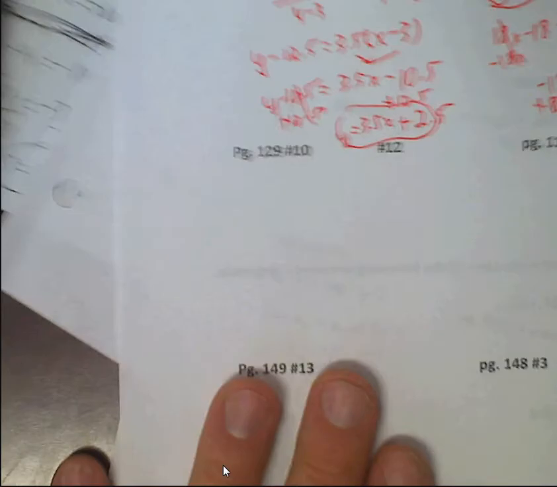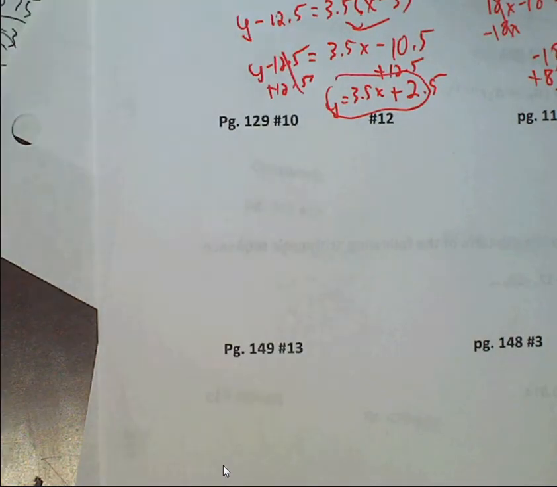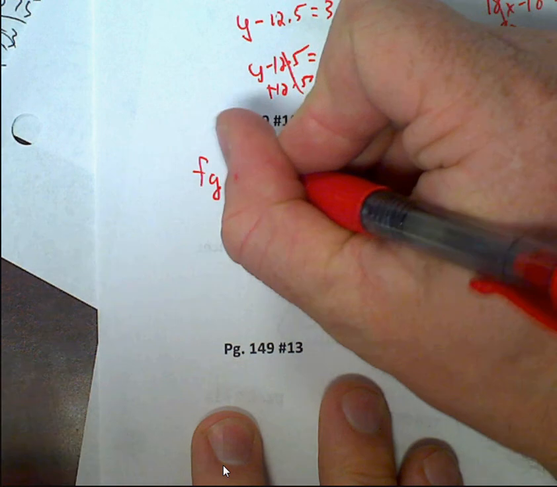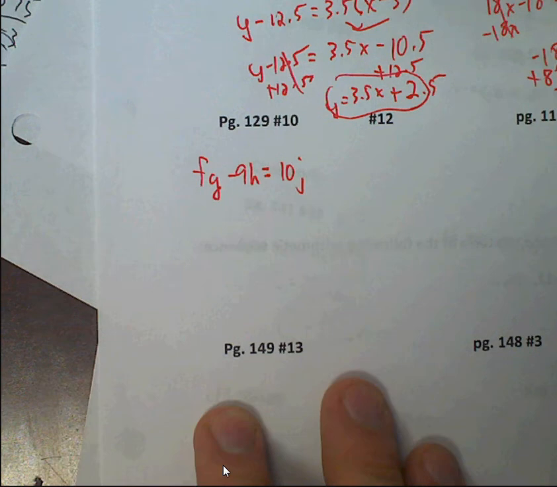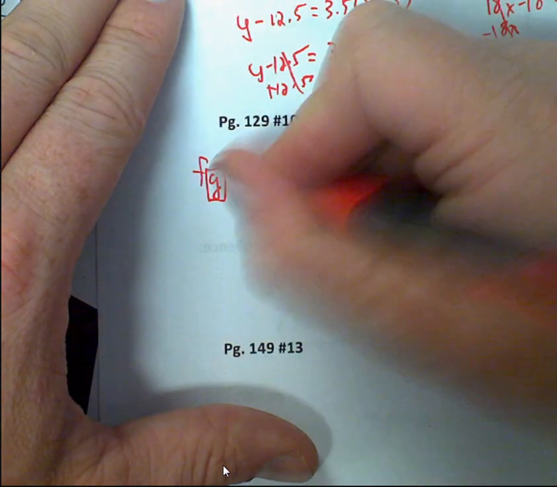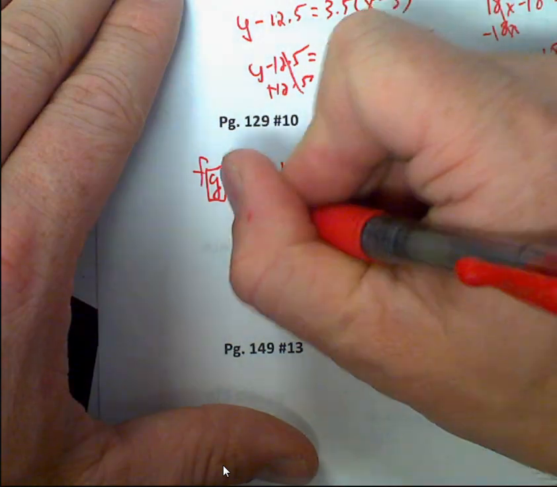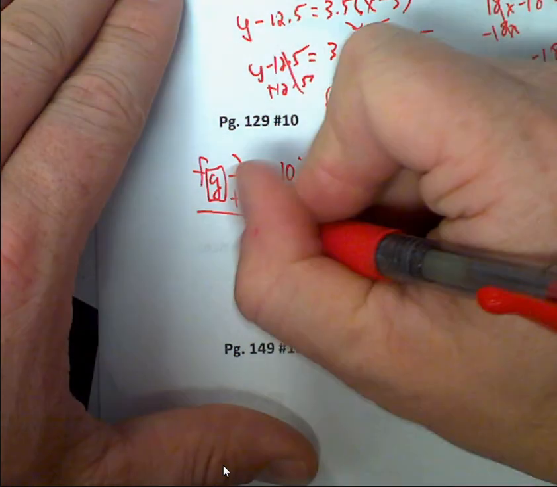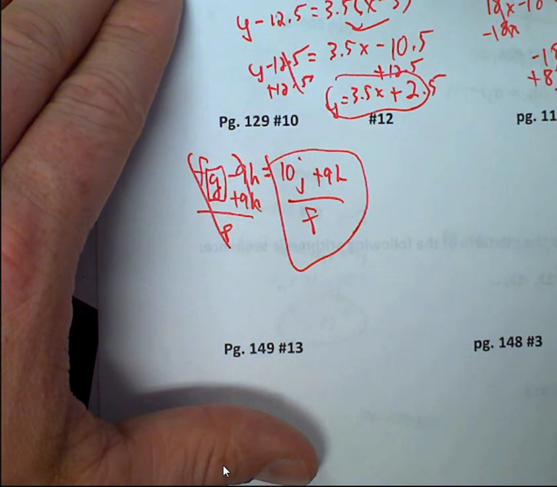Page 129, number 10. FG minus 9H equals 10J, and they're asking me to solve for G, just like I've taught you. So I need to get rid of what is not attached. So I'm going to get rid of this 9H, get rid of that 9H. I'm going to divide by F and divide by F. So G equals this.